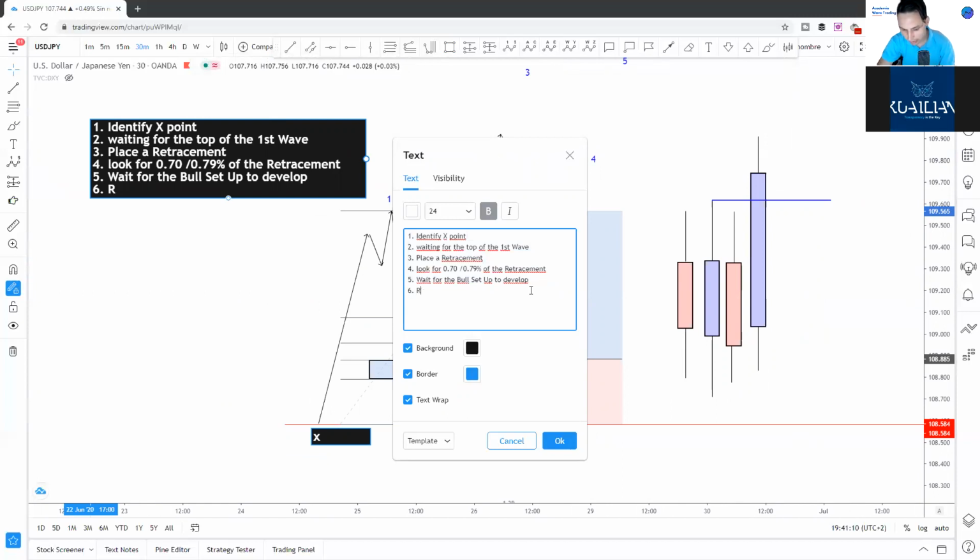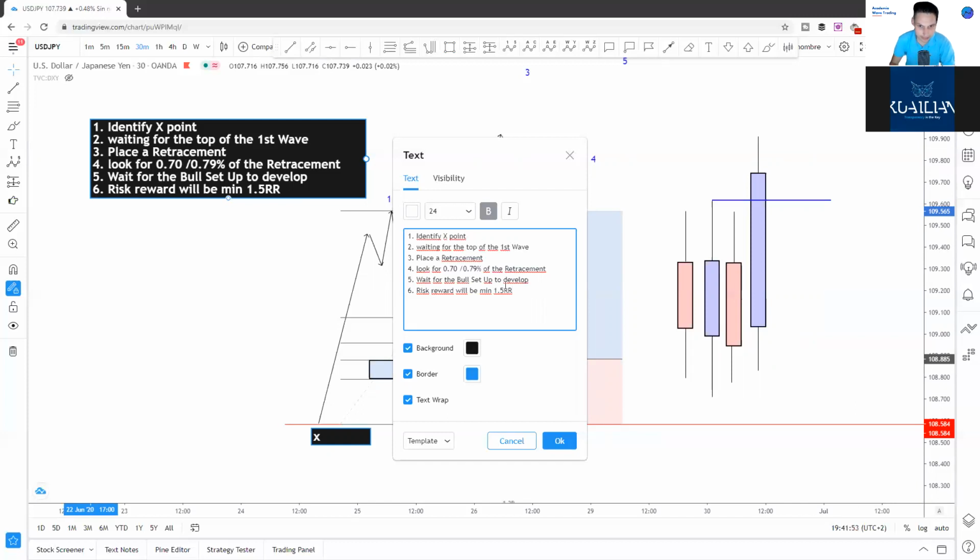Okay, then risk reward will be minimum 1.5 risk reward. What does it mean? If we are risking 10 pips, we are going for 15 pips. If we are risking 20 pips, we are going for 35 or 33, something like that.